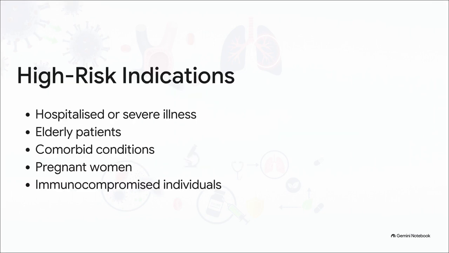So who exactly gets those targeted antivirals? Well, if your patient falls into a high-risk category, you've got to consider intervention immediately. We're talking about hospitalized patients, the elderly, pregnant women, immunocompromised individuals, or anyone dealing with underlying comorbidities. Because for these groups, the flu isn't just a minor inconvenience. It can be severe, and sometimes even fatal.